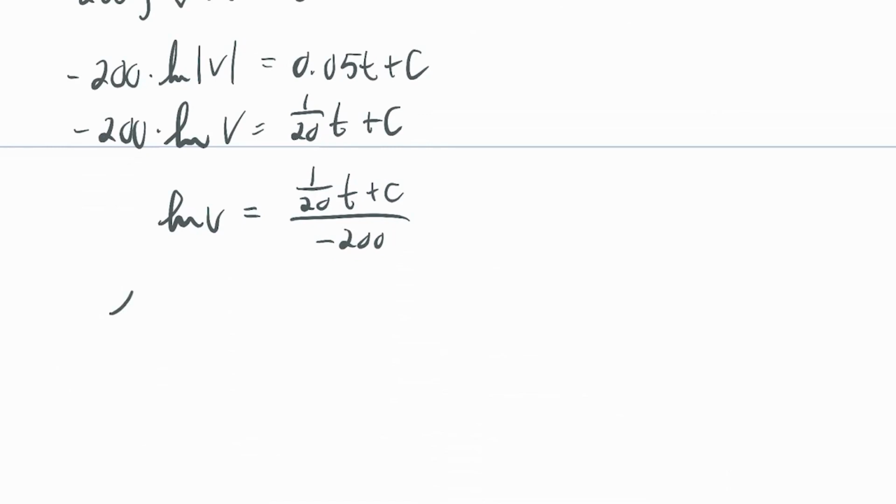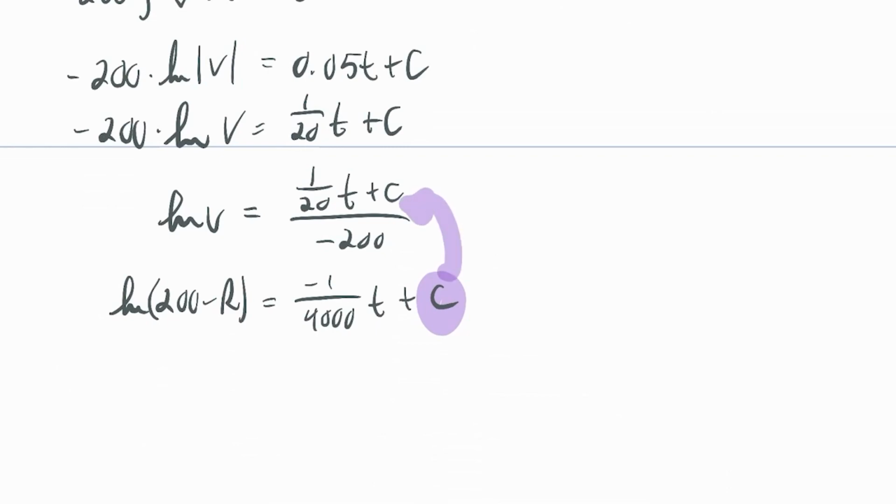So ln of 200 minus r equals negative 1 over 4,000, since 200 times 20 is 4,000, right? Times t plus c. You might think, wait, where did the 200 go? How is this plus c by itself? Well, if you take some unknown constant and divide by 200, you get some other unknown constant. So we don't really need to keep track of the 200. It'll wash out anyway. Now, this c is not the same as this c. They are different. So maybe I should call this one c2, just to distinguish it, okay?